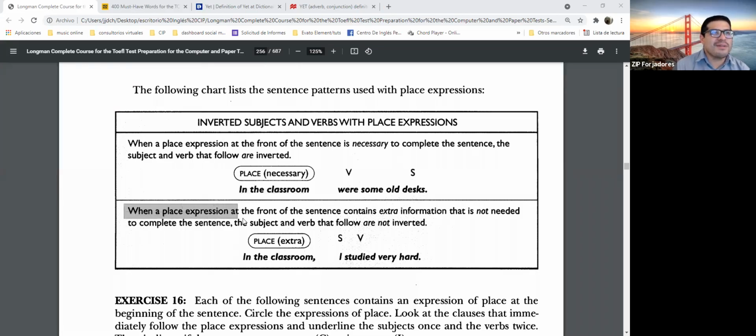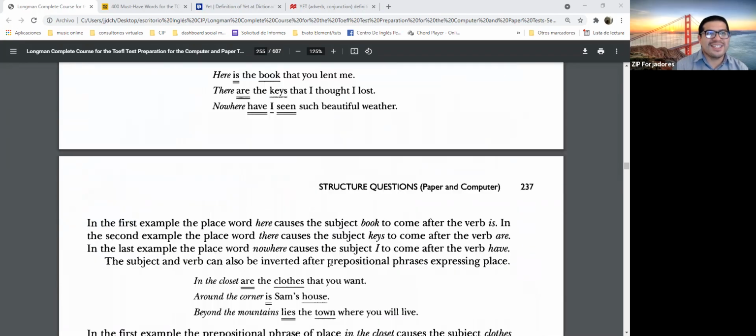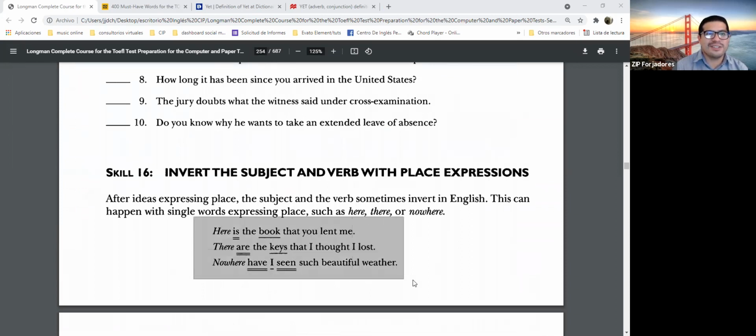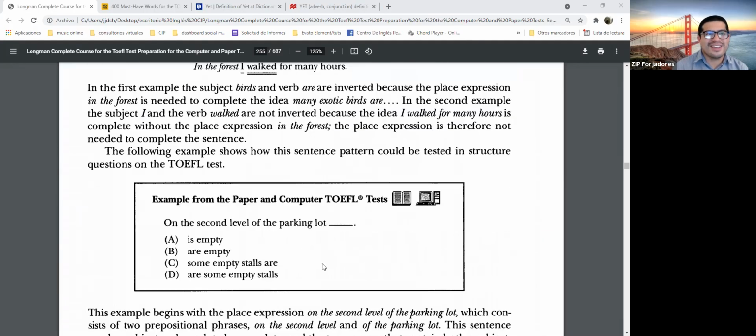And in the second one, where a place expression at the front of the sentence contains extra information that is not needed to complete the sentence, the subject and the verb that follow are not inverted. In the classroom, this is an appositive. In the classroom, comma, I studied very hard. So this is not inverted. When it's necessary, invert. When it's not necessary, don't invert. Except the place expressions here, there, and nowhere: these ones, yes, you are always going to invert.